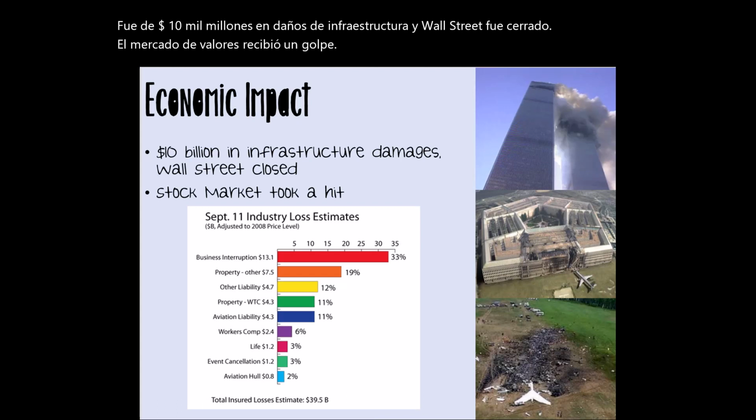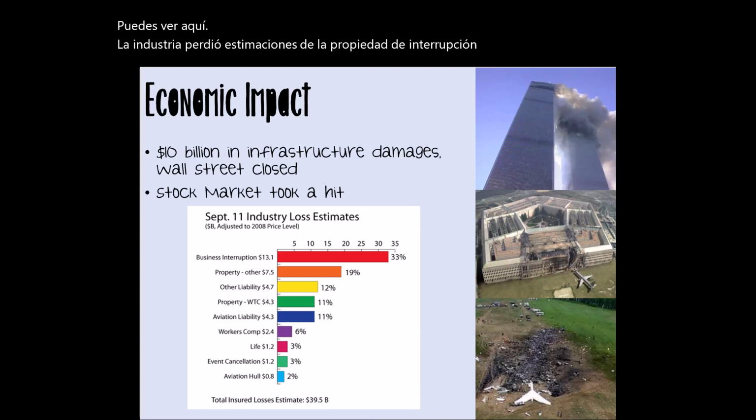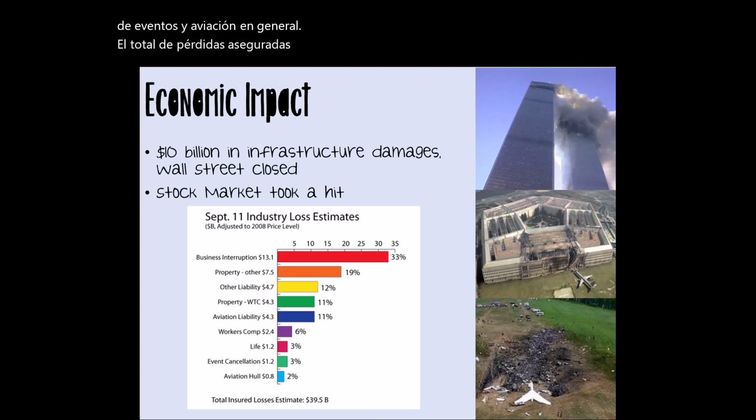You can see here all of the different industry loss estimates from business interruption, property, liability, World Trade Center, aviation, workman's comp, life insurance, event cancellation, and aviation hull. The total insured losses came out to $39.5 billion. That's a lot of money that was lost.